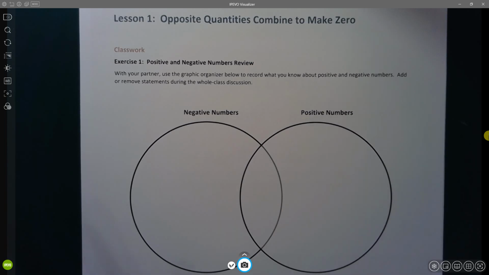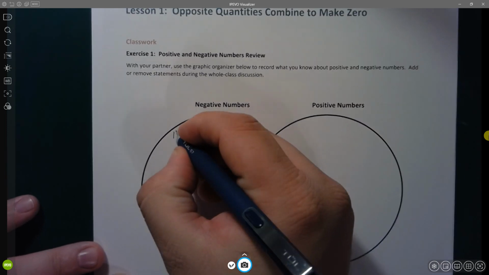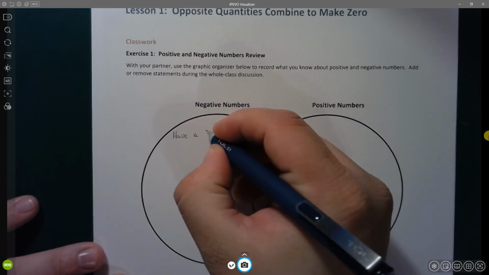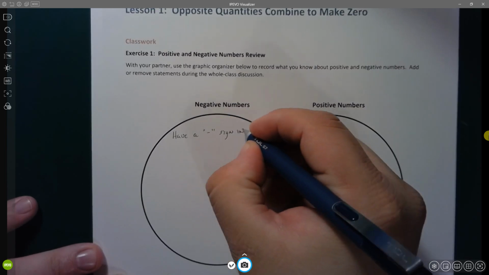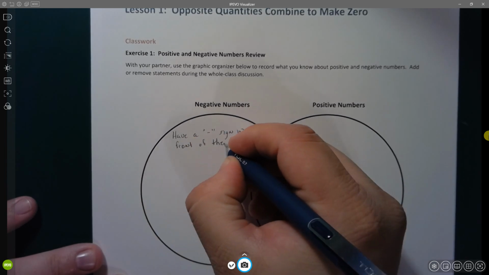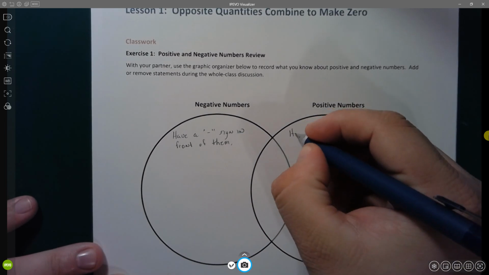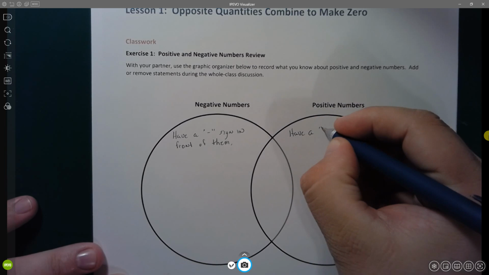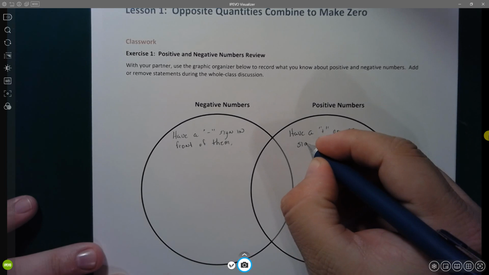I don't want you to scratch anything out, because I want you to keep these statements, because they're going to be important. For example, negative numbers: I know negative numbers have a negative sign in front of them. I also know that positive numbers have a plus sign or no sign in front of them.